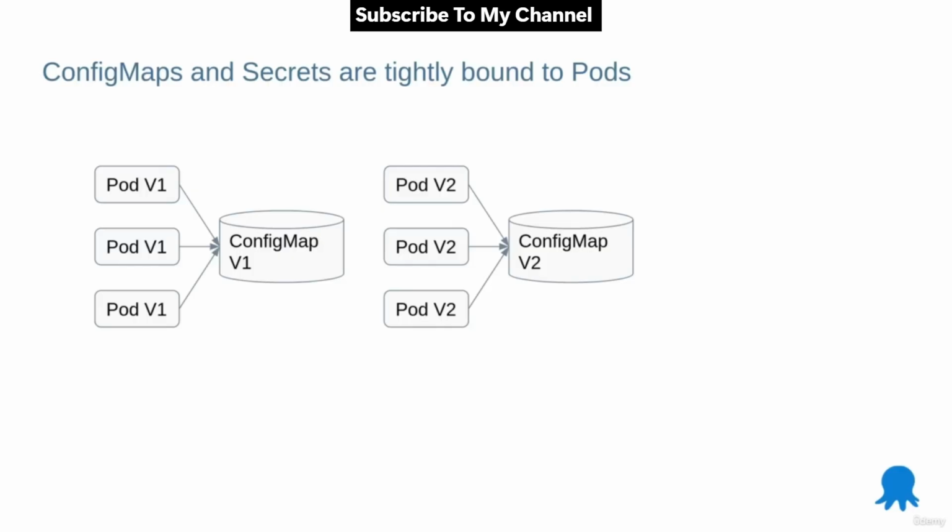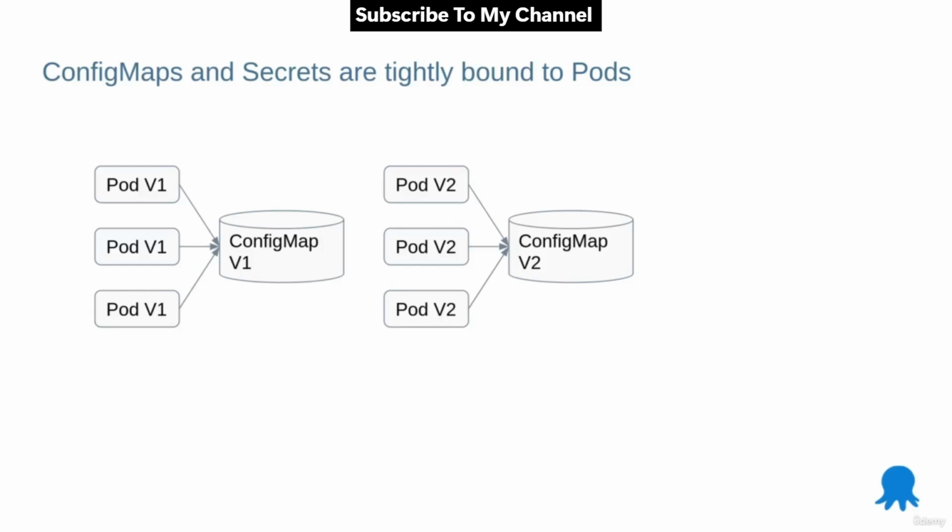So here we have an example where the version 1 of pods is pointing to their own version 1 of the config map, and the version 2 of pods are all pointing to their own version 2 of a config map. What we have here is the intermediate step during a rolling deployment where version 1 pods and version 2 pods are running side by side.